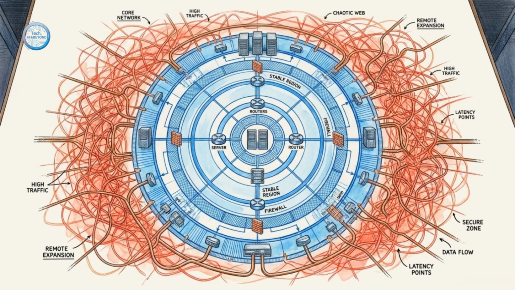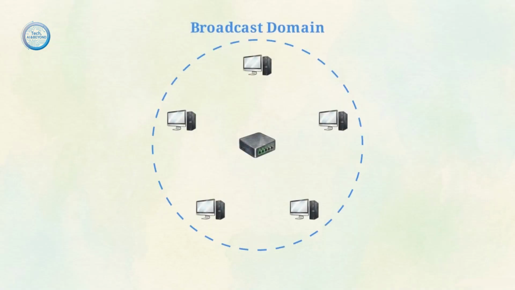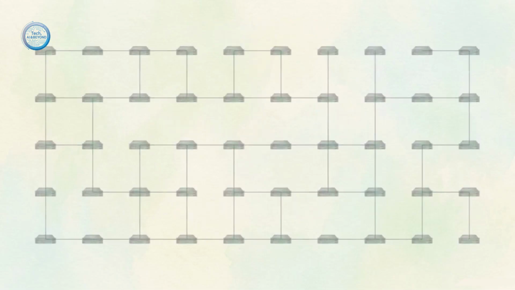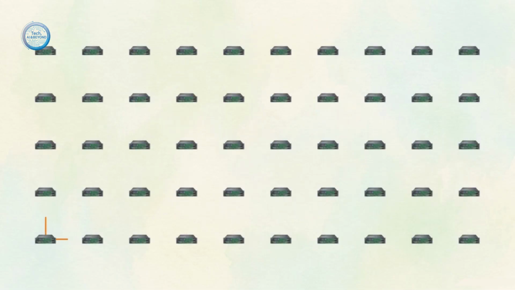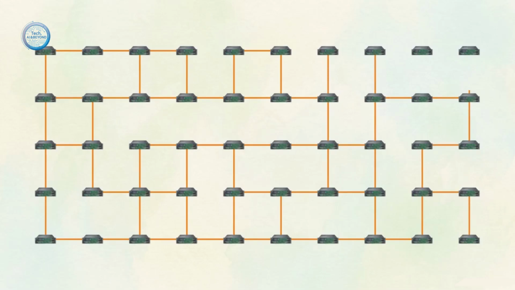network expands. In a purely switched Layer 2 network, all interconnected devices share a single broadcast domain. This means a broadcast frame, a message addressed to every device on the network, is received by every single node. Look at this topology of 50 daisy chain switches. When a single device sends a broadcast, the first switch floods it to the next, which floods it to the next, propagating the signal across every single link in the array.